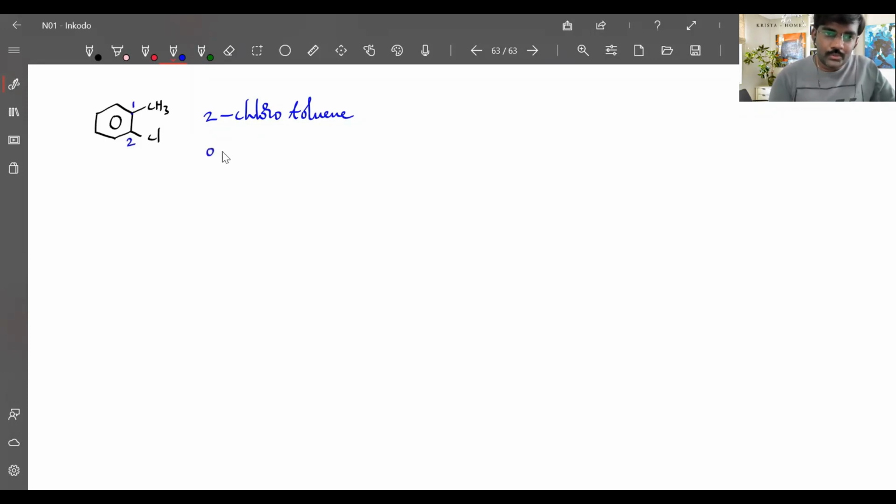Or else you can also write it like this: ortho-toluene chloride. We said there is an ortho-toluene group, right? So that particular group we consider as the ortho-toluene group, and chlorine is attached there. That's why it is ortho-toluene chloride.